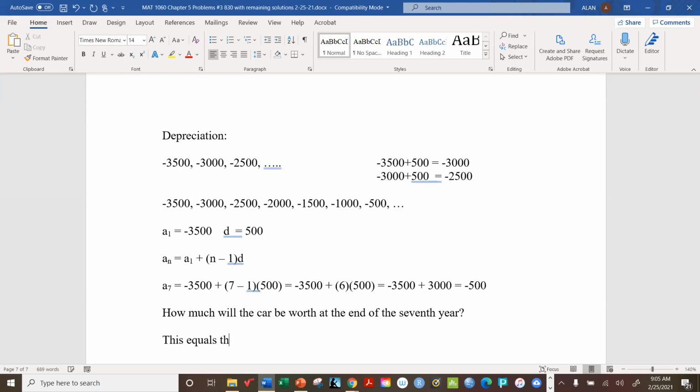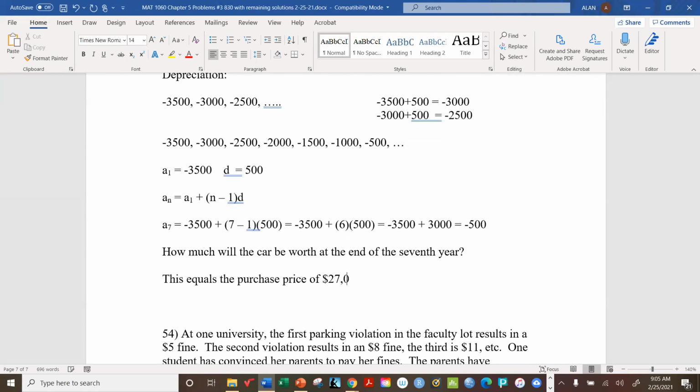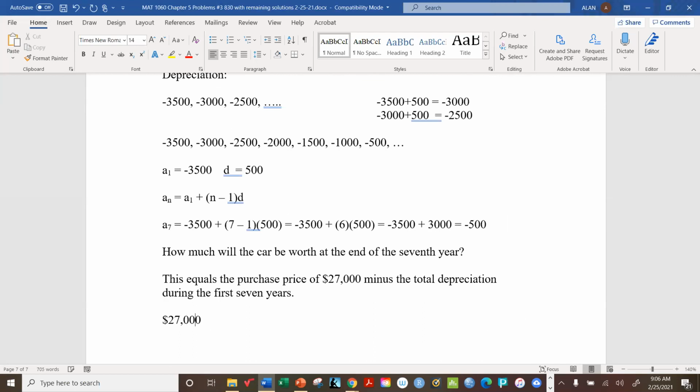This equals the purchase price of $27,000 minus the total depreciation during the first 7 years. And so in other words, what you're being asked to do is this: 27,000 minus S7. That's your answer right there. So you're being indirectly asked to calculate the sum of the first 7 terms.